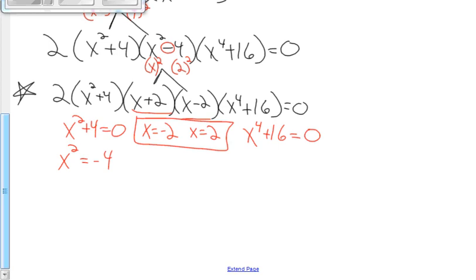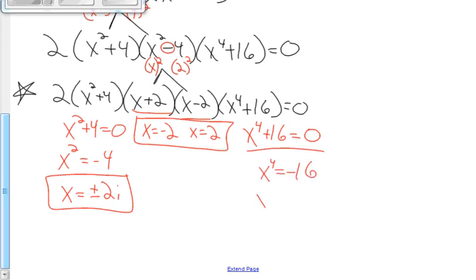X squared would equal -4. So when we square root that, we'd have positive and negative 2i. So there's 2 more solutions. And over here, we would subtract 16 and then take the 4th root. And all you need to know now is that any even root on a negative number is imaginary. Just like when you square root a negative number, it's imaginary. All we expect you to know now is that this is going to be imaginary, and stop at that.